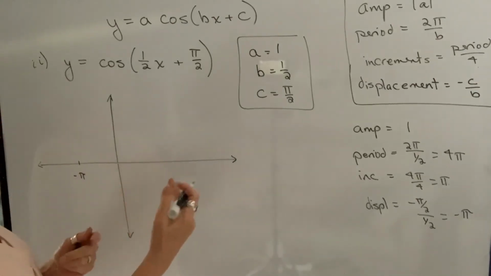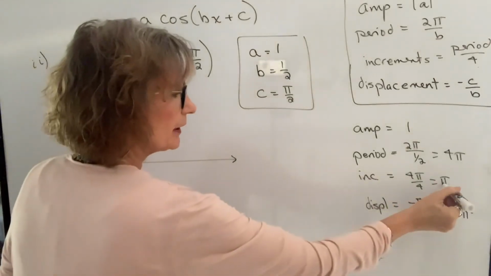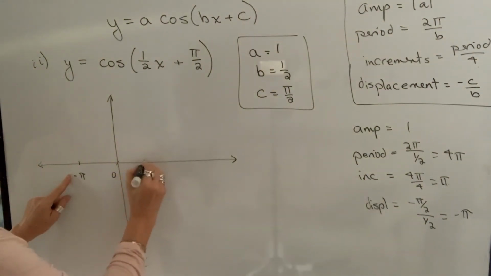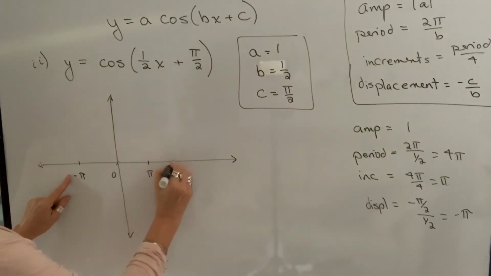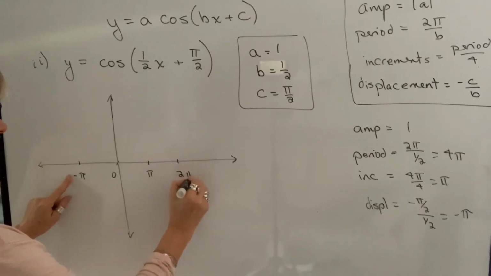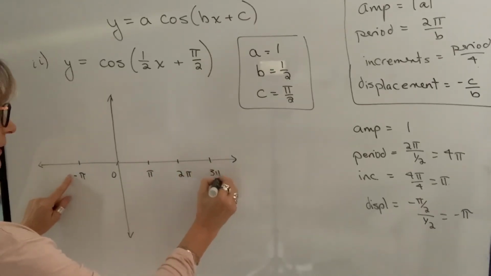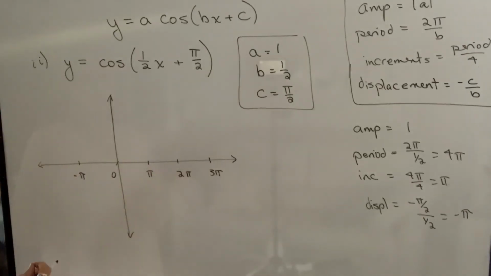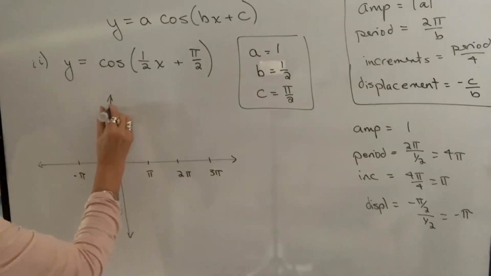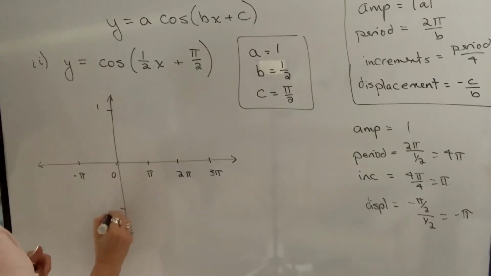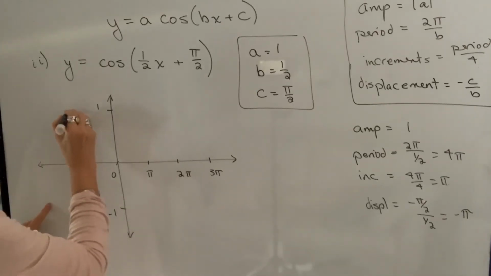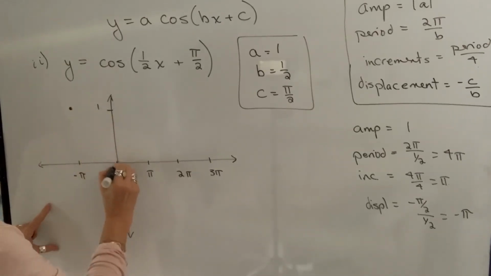To find my next key x values, I keep adding pi. So if I add pi to here, I get 0. Add pi to 0, I get pi, 2 pi, and 3 pi. So there's my 5 key values. A is 1, so my maximum and minimum y values are 1 and negative 1. And now I just complete my cos curve.